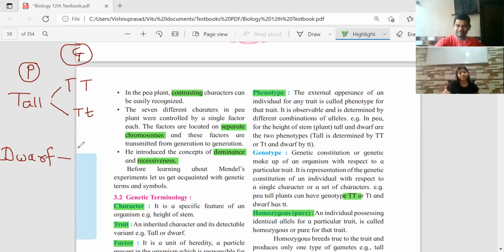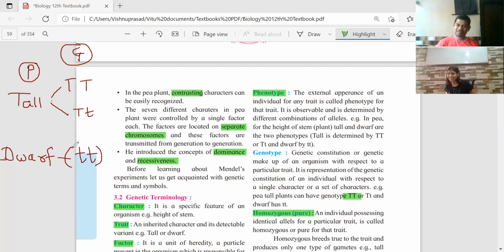Small t, small t. There will not be only one letter in a genotype. So that is the correct genotype, because if even one capital T comes, the organism is not dwarf. So this way the question can be asked: if this is the phenotype, what is the genotype?